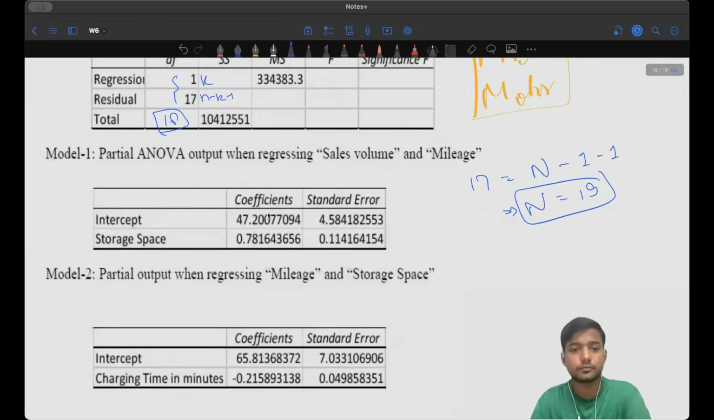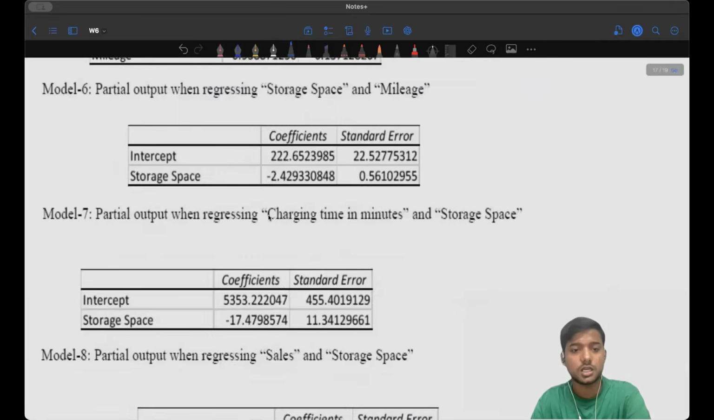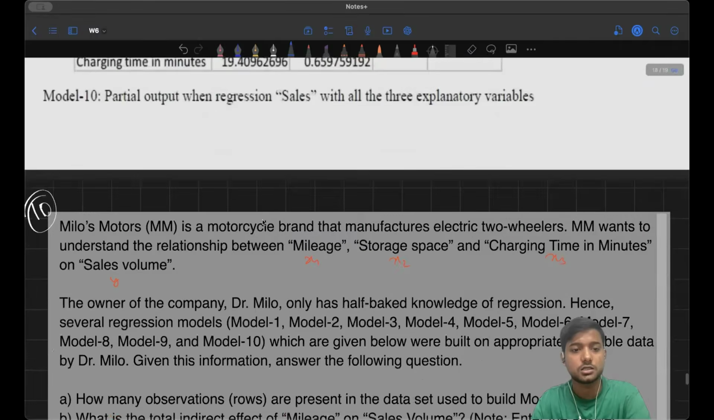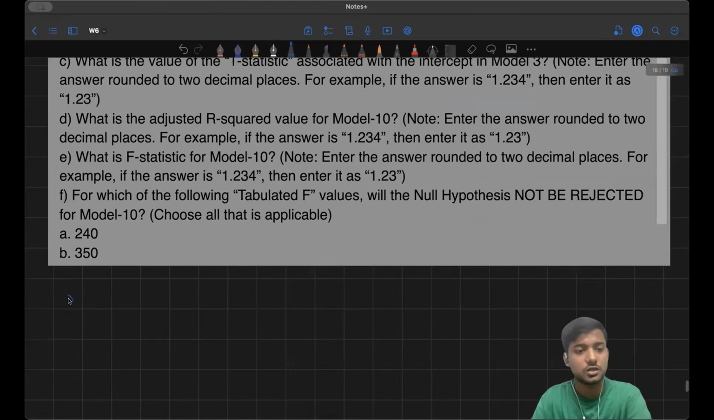So I'll go back here. I will write A is 19. Basically, n minus k minus 1 should be equal to 17, and k was given to be 1. So this is what you have.